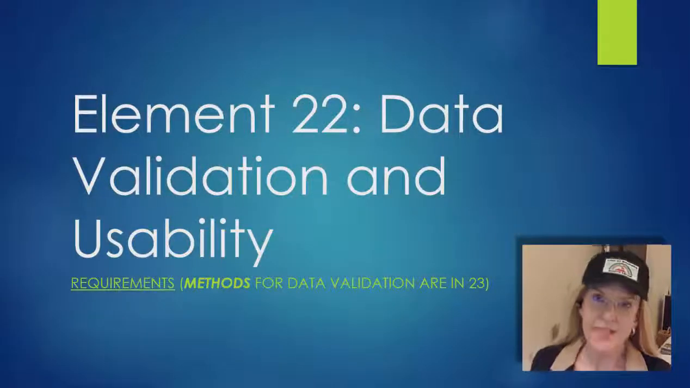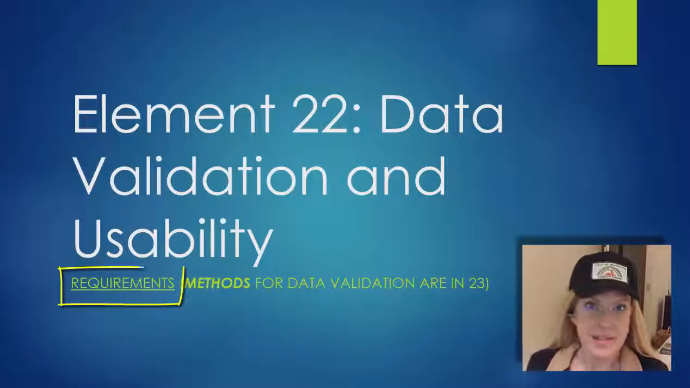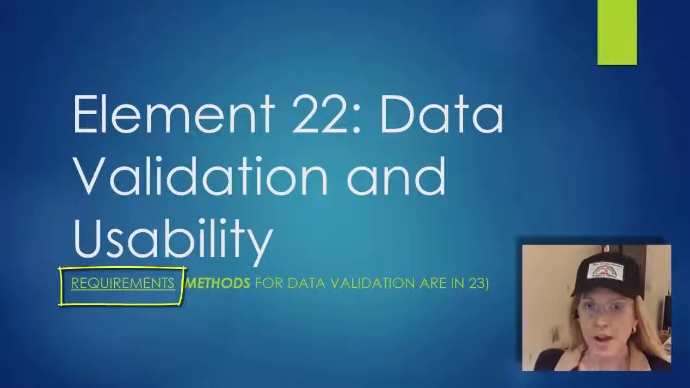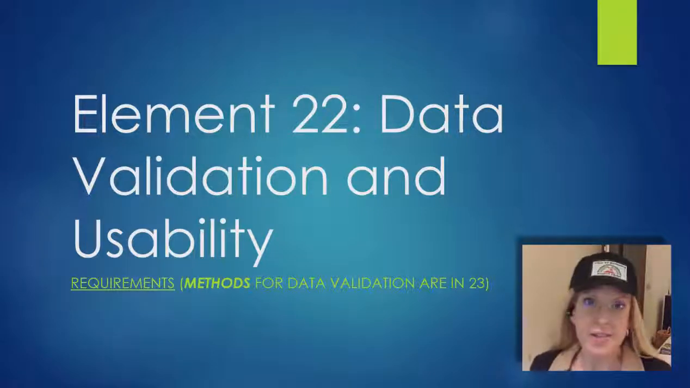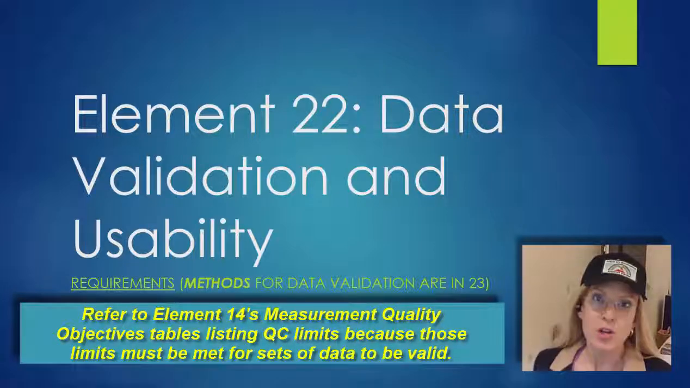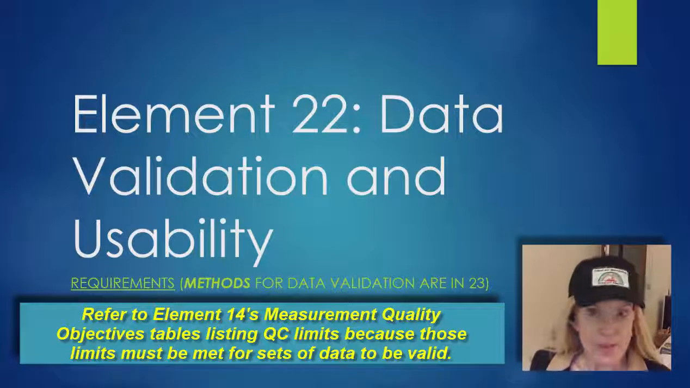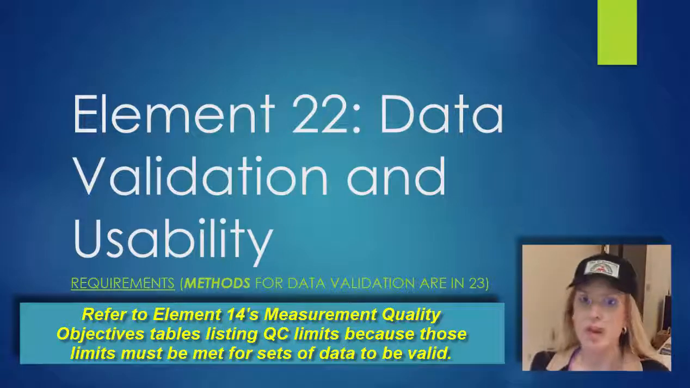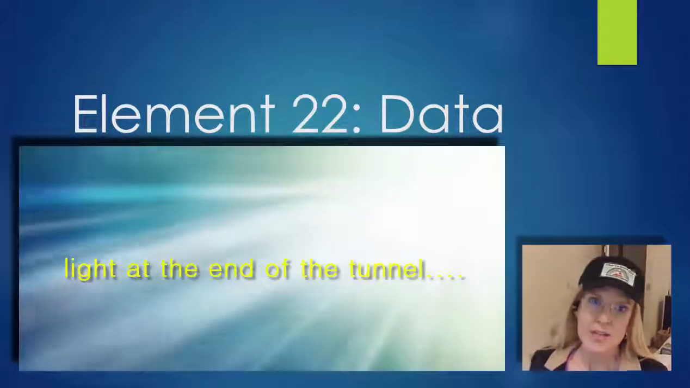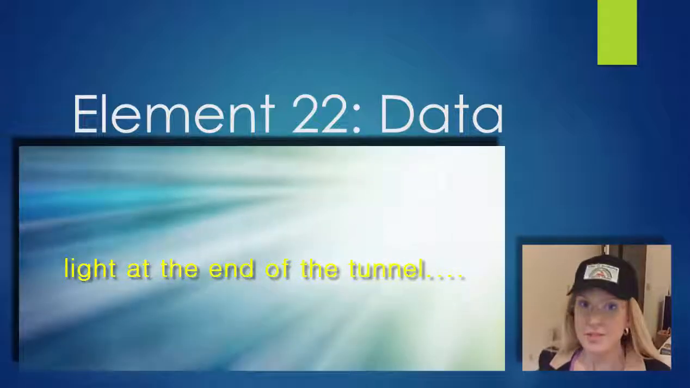Element 22, data validation and usability. The first thing to remember is this element just needs to list the requirements for how you will determine data validity and usability, and so how you know your data are usable. This element 22 outlines the requirements, and then the next element 23 outlines the method. So this and the next element are tied together and should be relatively short.